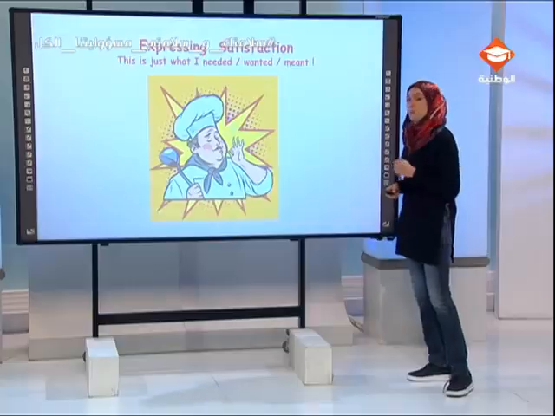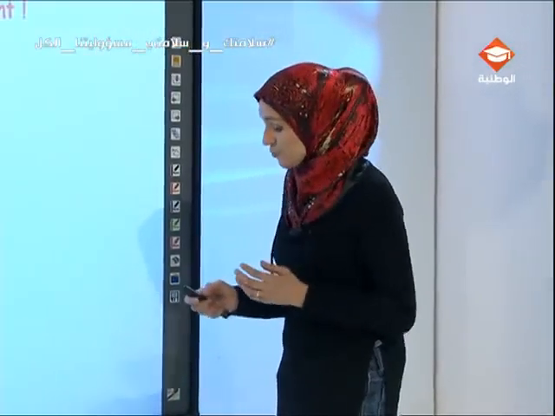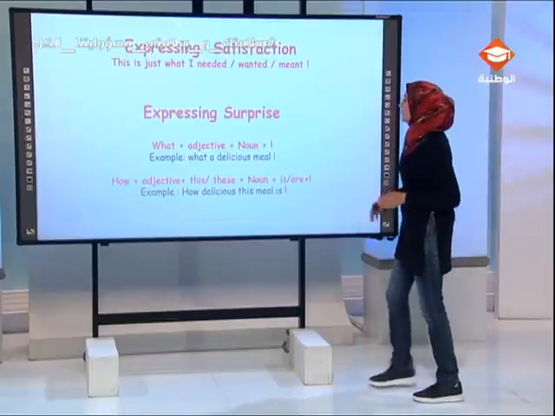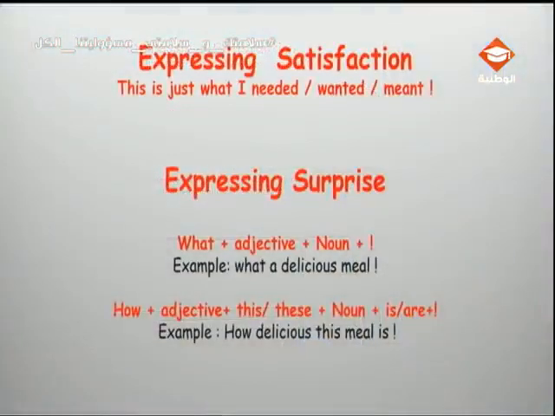So if they are more than satisfied, if they are really surprised, they can express their surprise. To express the surprise, we have 2 examples. The first example, they can say, what a delicious meal. And this structure is based on the word what plus the adjective, which is here delicious, and you can put any other adjective that you need, and noun. And of course, don't forget the exclamation mark because you are surprised when you say this sentence.